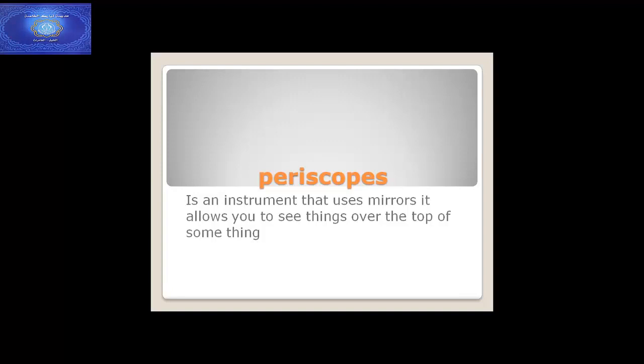Now we want to speak about the periscope. Periscope, what's the meaning of periscope? Periscope is an instrument that uses mirrors. It allows you to see things over the top of something, over the surfaces of things. We use the periscope in many ways in our life, especially to see objects on the top of water in seas.